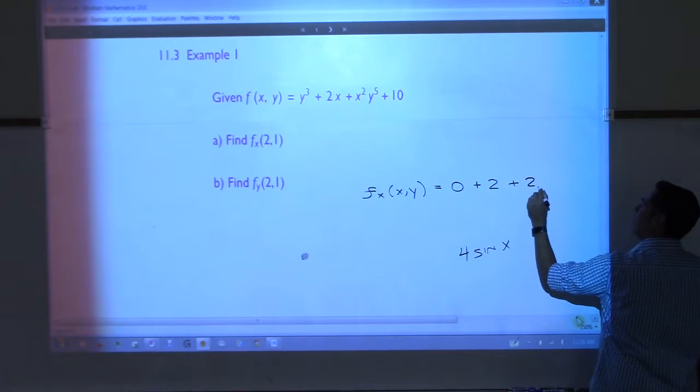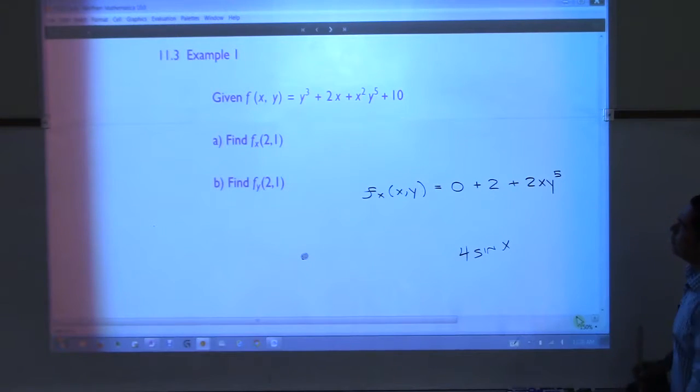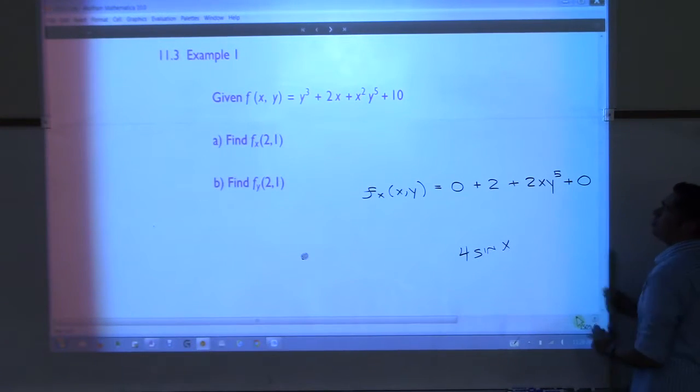So 2x y to the 5th, plus 0. And then plus 0, because the derivative of 10 is 0. That make sense?